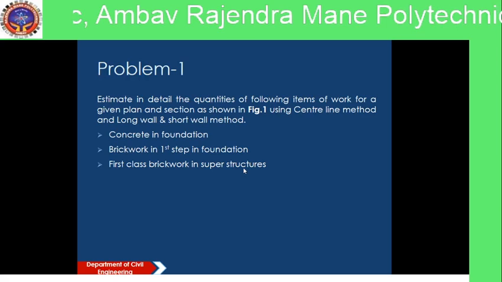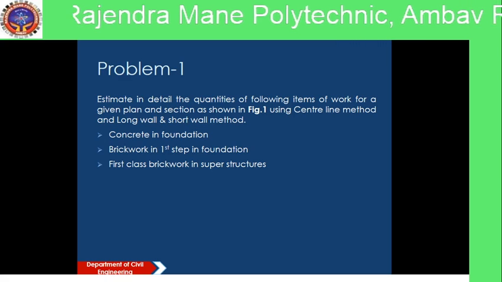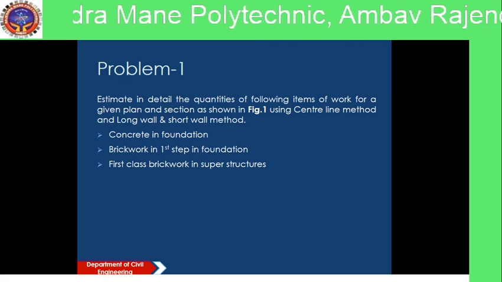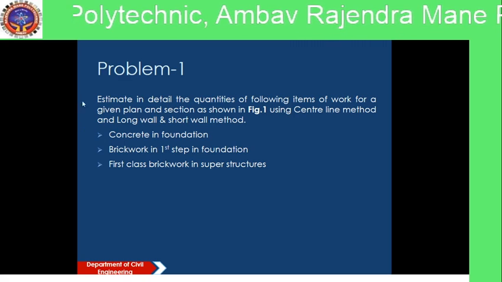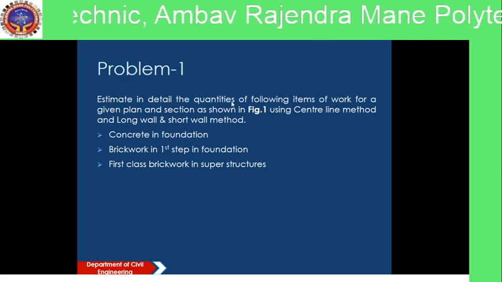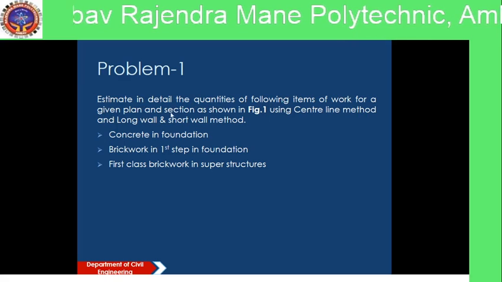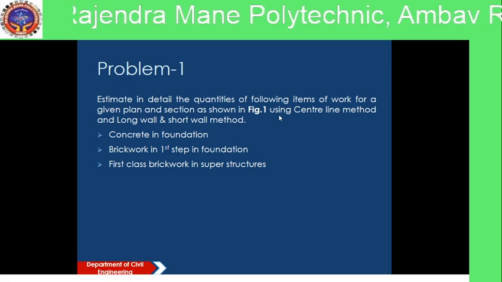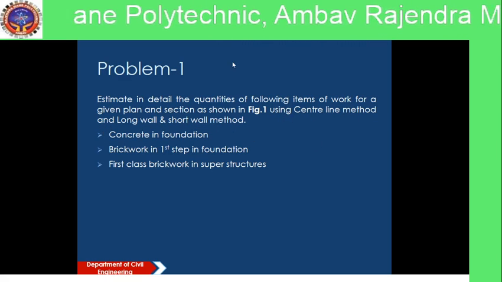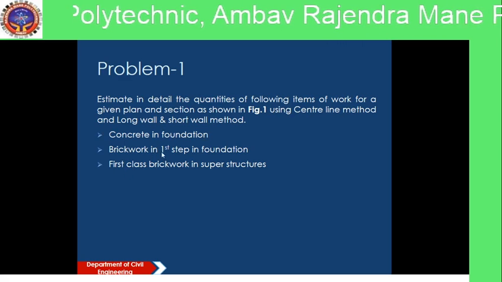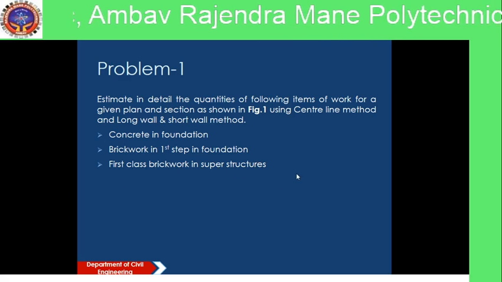Let us discuss a simple problem on how to calculate the quantities by using the long wall, short wall method and center line method. Estimate in detail the quantities of the following items of work for a given plan and section as shown in the figure, using the center line method and long wall and short wall method: concrete in foundation, brickwork in first step in foundation, and first class brickwork in superstructure.